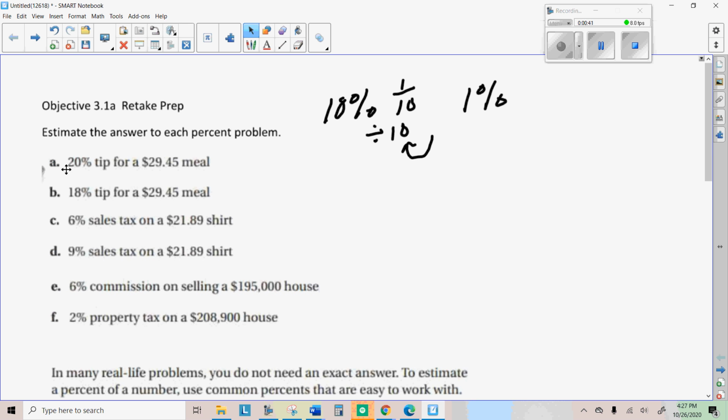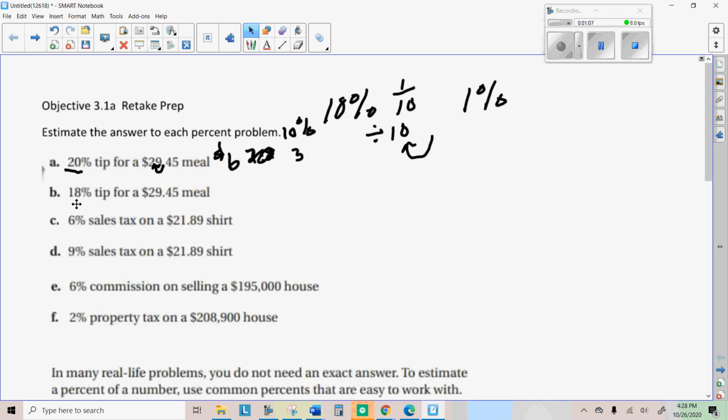So notice in this first problem here we want 20%. Well, it'd be really easy to get 10%. 10% we would just move the decimal over one place, and that would be like 2.9. Let's just round that to 3 to make it easy. Now that's 10%. So 20% would just be double that. So about $6 sounds pretty good on that one.